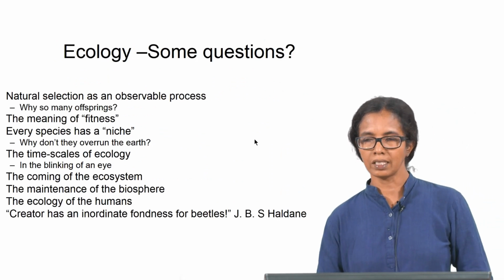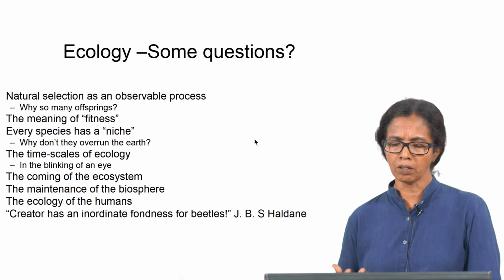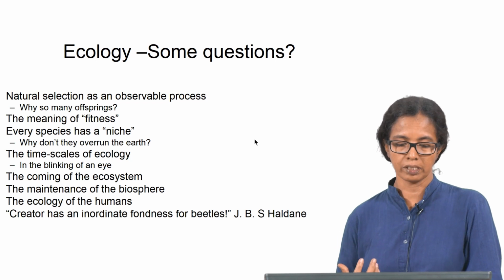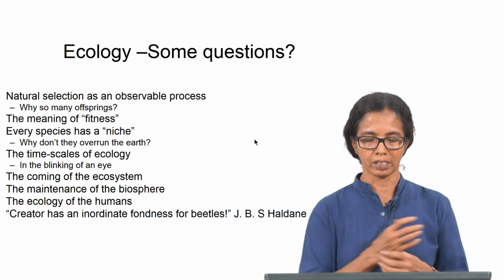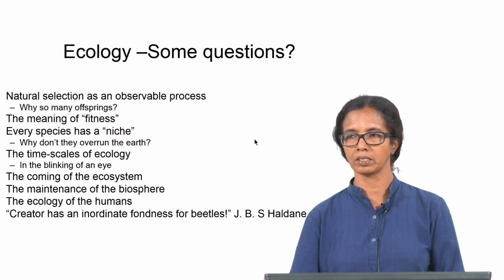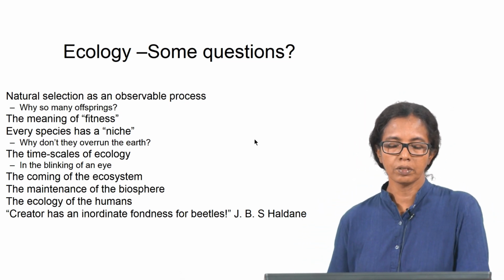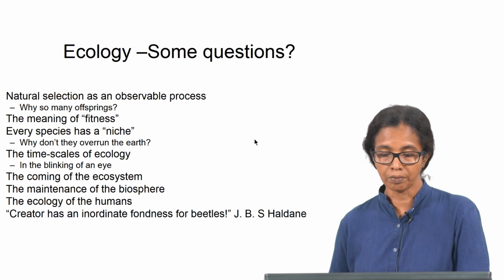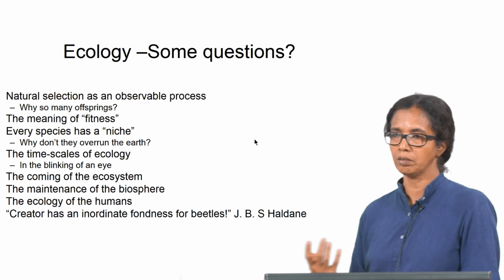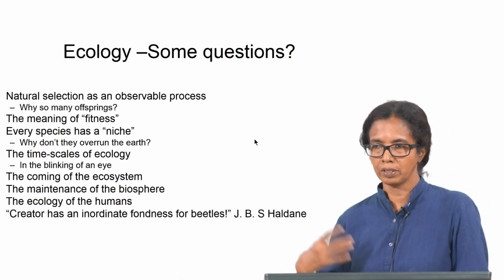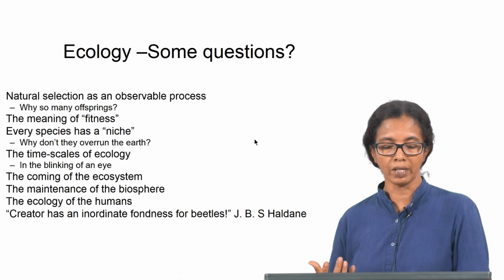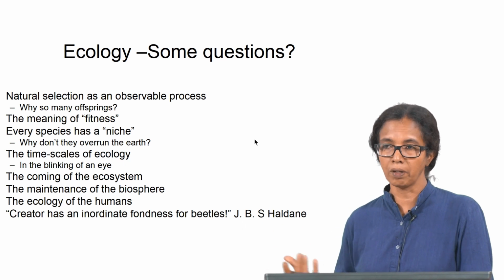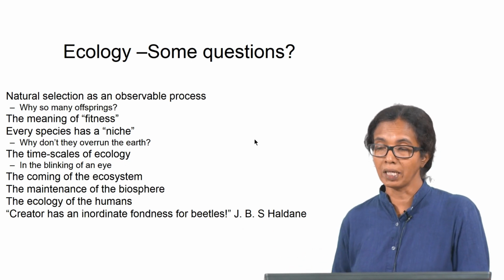So, some of the questions that come up in ecology are: is natural selection an observable process? Is it visible to us? We all hear that there is what is known as a natural selection process. So, the question is, why do many creatures, for example insects, or microbes, have such a large number of offspring, with a very high reproduction rate, and certain animals can have multiple offspring? Why do they have multiple offspring?